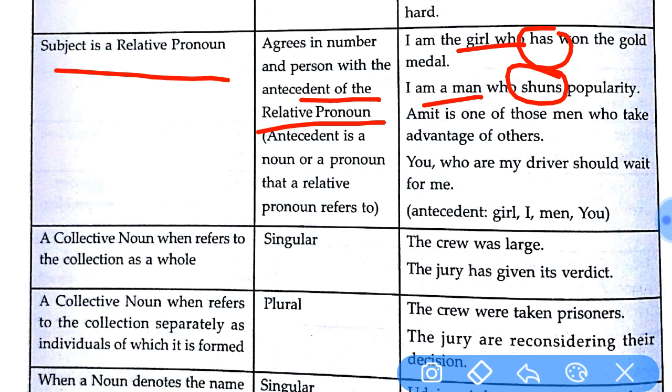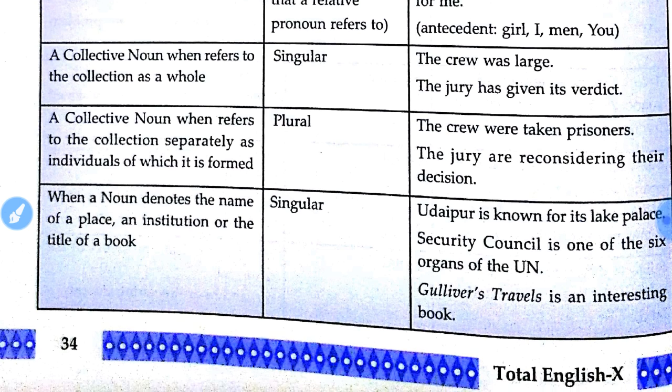Amit is one of those men who take. So you see, those men is plural. Therefore, "take", because those men is more than one. Men is more than one, so the verb is in plural. So I hope you understood this. Let's move to the next one now.